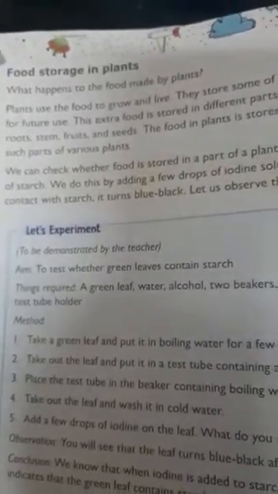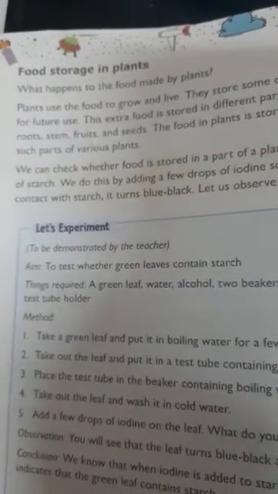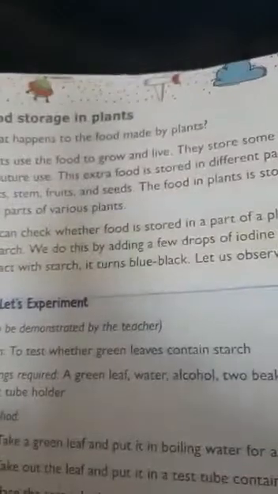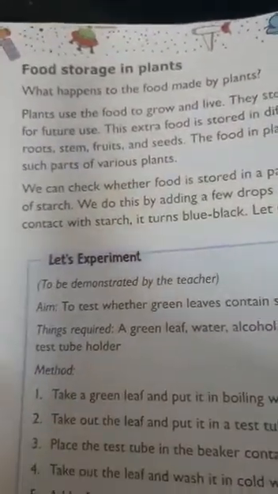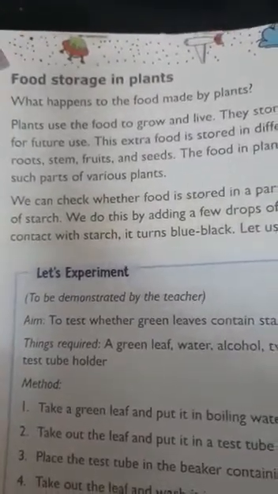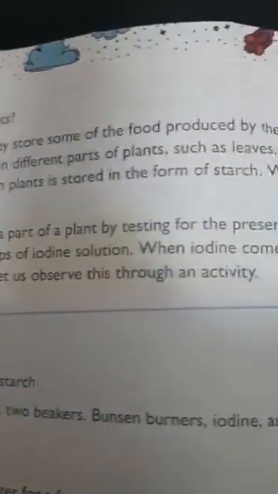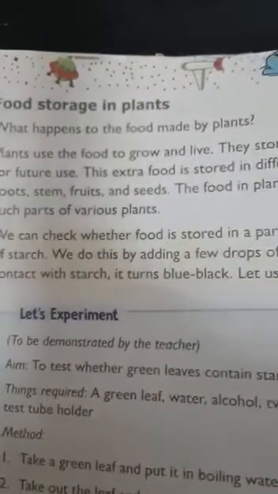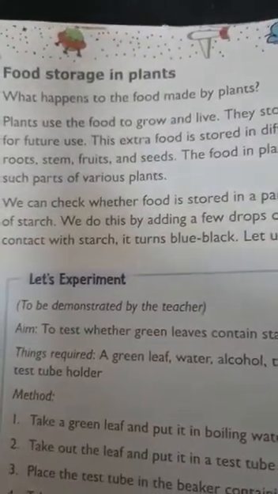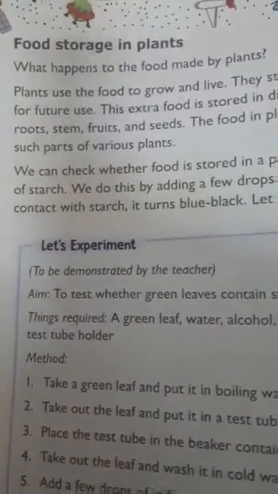Children, what happens to the food made by plants? As we have seen in the process of photosynthesis, plants prepare their food by their own in the plant body, in the leaves. So what happens to the food made by it? Plants use the food to grow and live. So the food they prepare, they use it for their survival. Okay, they store some of the food produced by them for future use. So how much they need for their body, they use it, and the remaining or leftover food, they store it for future use.